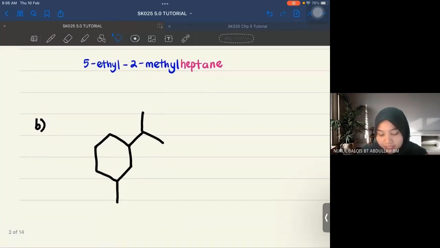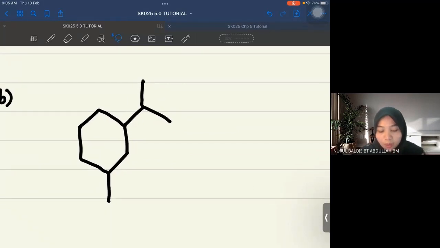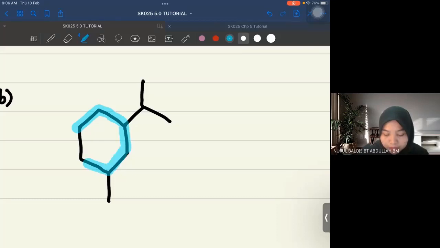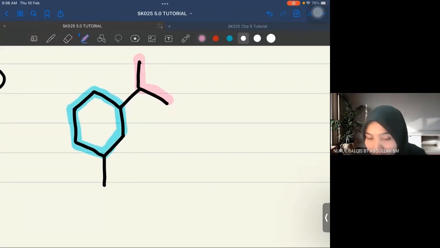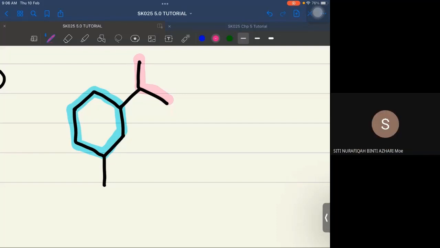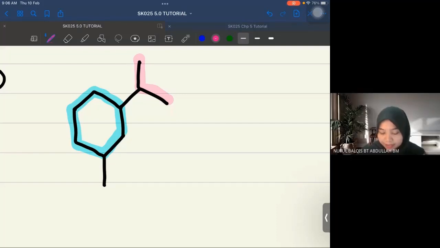Okay, for the second structure now. In this second structure, what is the longest carbon chain that you can see? We have a number of carbon chains present. It can be either here 1, 2, 3, 4, 5, 6, or maybe it can be 1, 2, 3. So between 3 and 6, which has the longest carbon chain? 6.